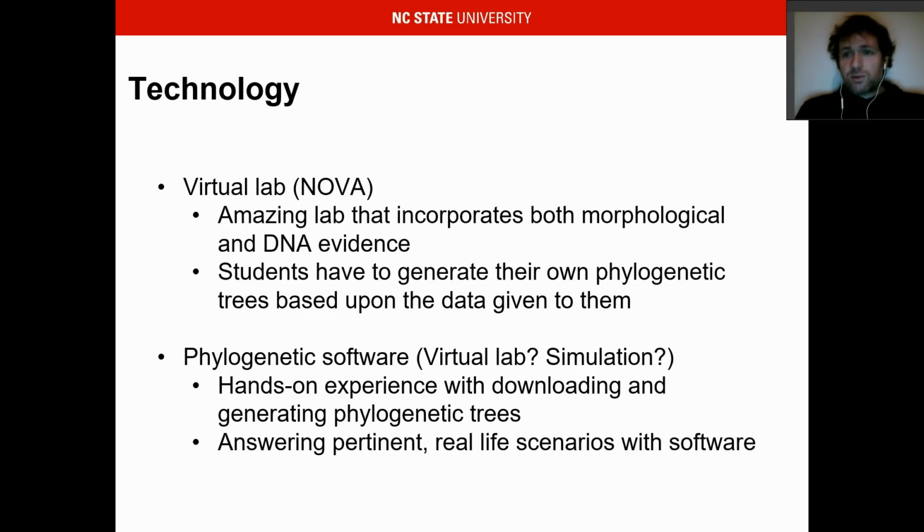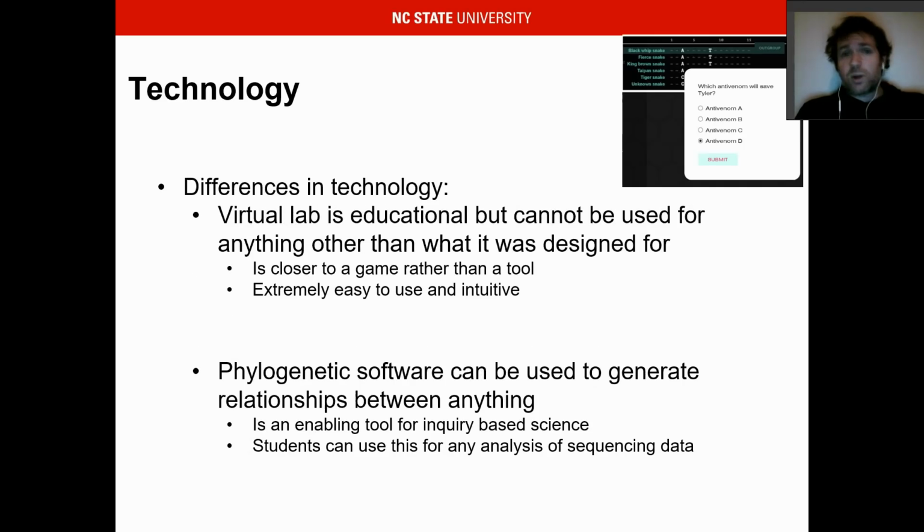The technology, once again, the virtual lab I used from PBS NOVA. It's a great lab. Students generate their own trees. Then the phylogenetic software is kind of this odd virtual lab slash simulation slash actual experiment. It's a very gray area, but I still lump it in with virtual labs and simulations because it is an in silico experiment, so it is technically a virtual lab, even though it's still an actual lab. And there's hands-on experience downloading sequences to generate phylogenetic trees. And this is enabling students with technology because they can take this and then answer other questions.